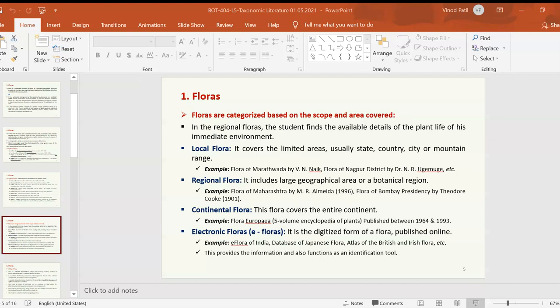Then floras are categorized based on the scope and area covered. So what I was trying to tell you is that floras are geographically defined ones. So these can be categorized differently. So in the regional floras, the student finds the available details of the plant life of his immediate environment. If we look at the Marathwada flora, which is the creation of late Professor V.N. Naik.